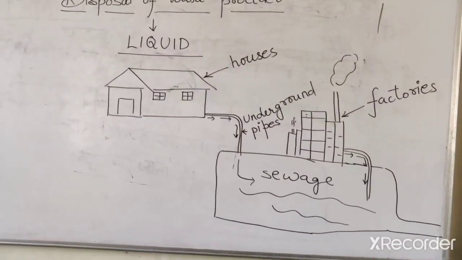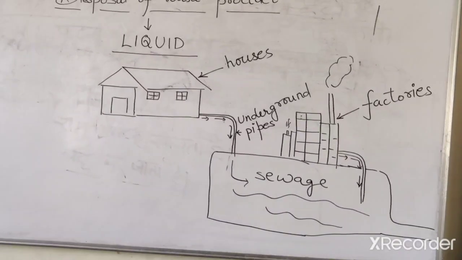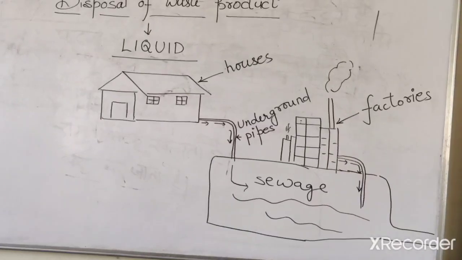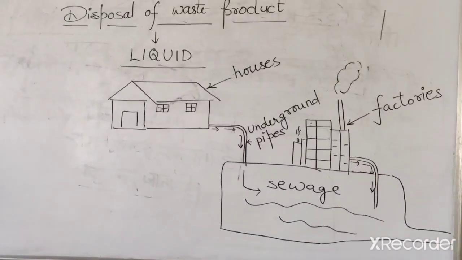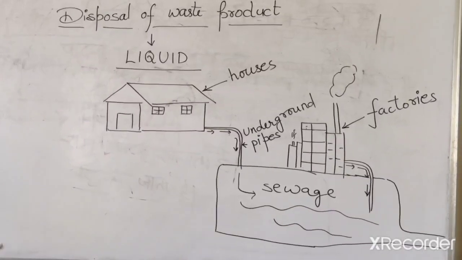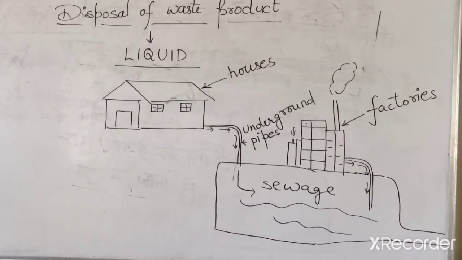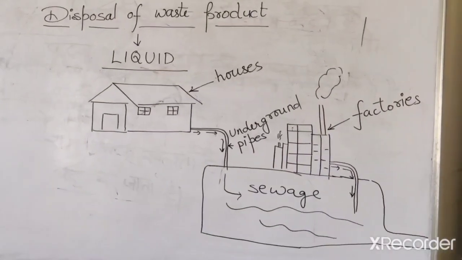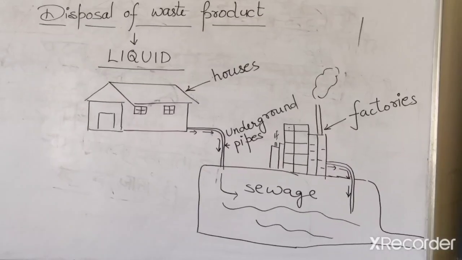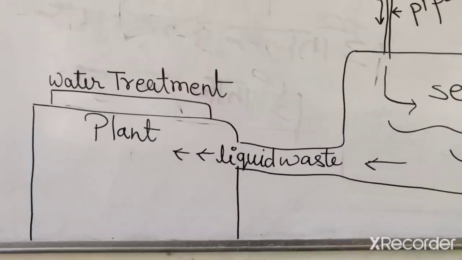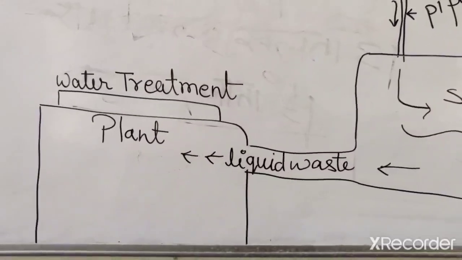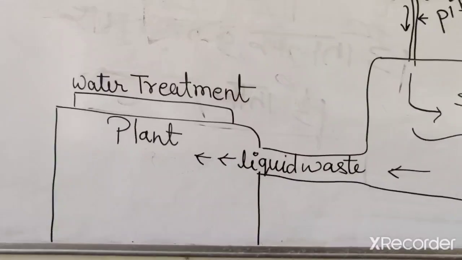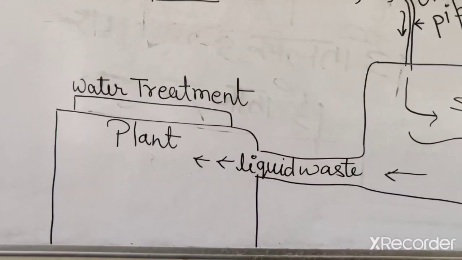Look into the picture. From the houses or from the factories through underground pipelines, the waste material goes into the sewage pipes, and from the sewage pipes this dirty water is passed to the water treatment plant. So this liquid waste is transferred to the water treatment plant. Now these plants are generally established outside the cities.